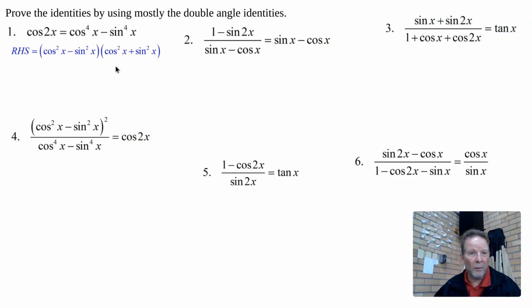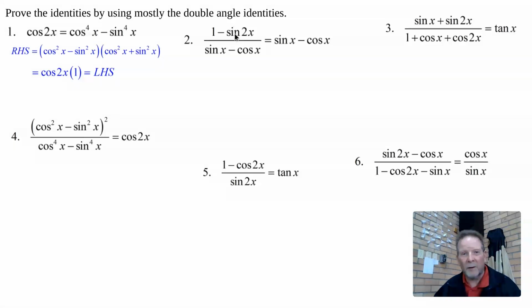And why is that so good? Because cos squared plus sine squared is 1. And cos squared minus sine squared is cos 2x. So that's the left-hand side. So you go to the right-hand side, you factor it, and then it's equal to the left-hand side, which is cos 2x. Okay, the next one.